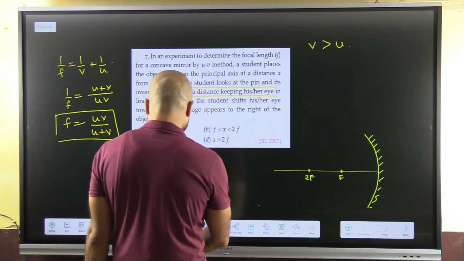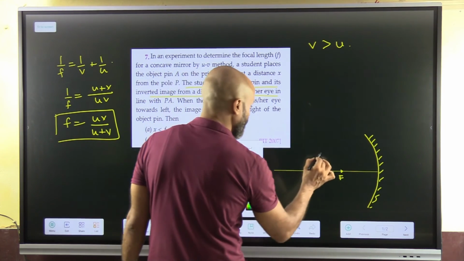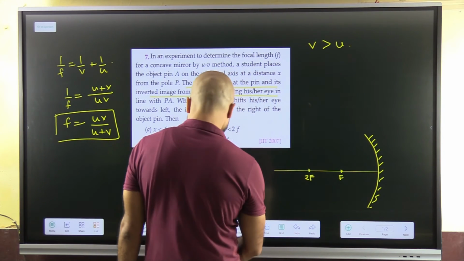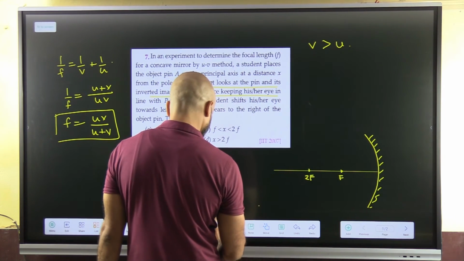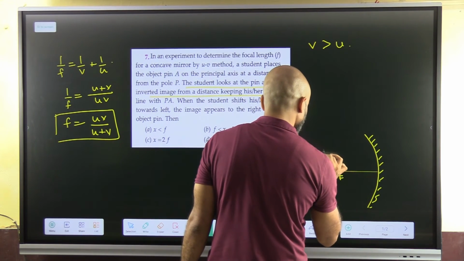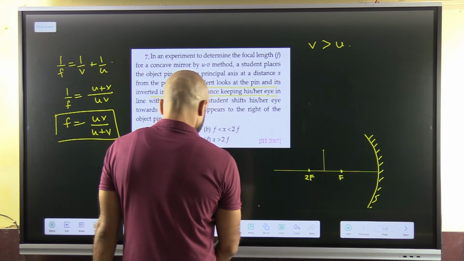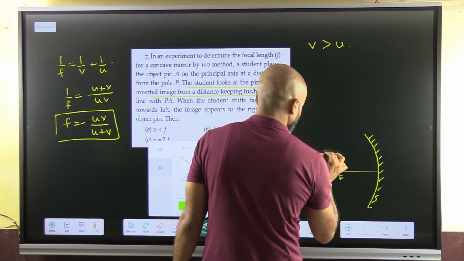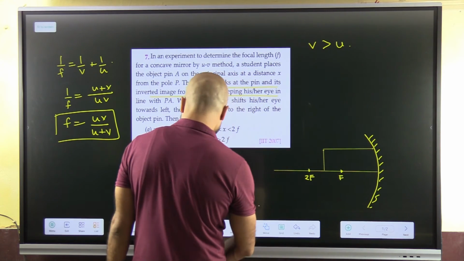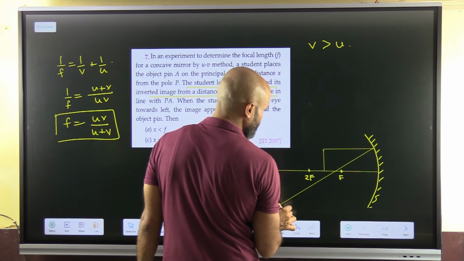We know this, right? We know by the characteristics of the image formed that when the object happens to be between f and 2f, a ray of light which is parallel to the principal axis, after refraction, will pass through the focus.